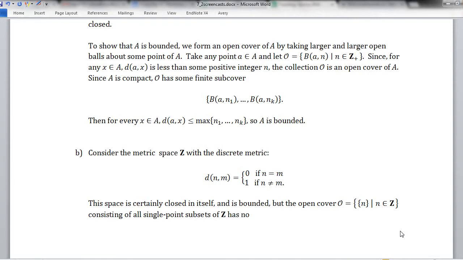But look, it has no finite subcover, right? If you only kept finitely many of these open sets, you would only have finitely many integers in their union. Okay? Certainly don't cover Z. So we found an open cover with no finite subcover. That means that this metric space Z, with the discrete metric, is not compact. Okay? So kind of a strange example, but it shows that even if you have a metric space closed and bounded, it doesn't need to be compact.